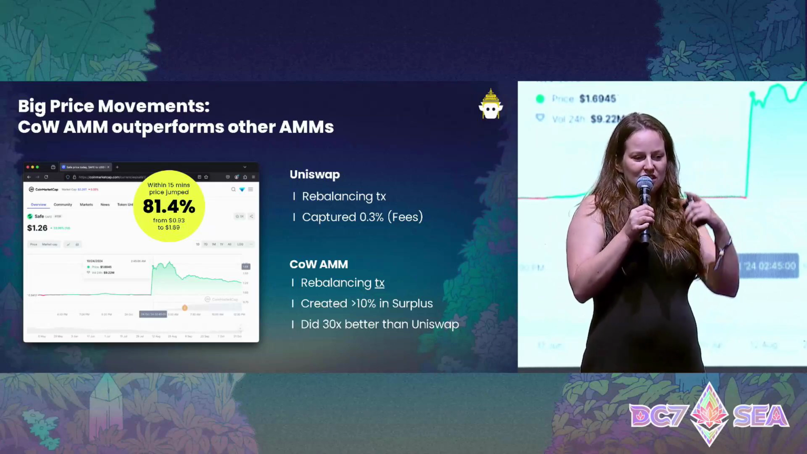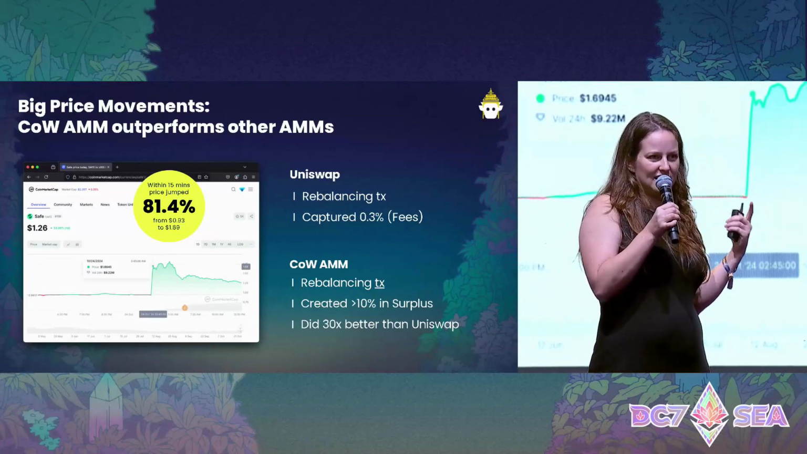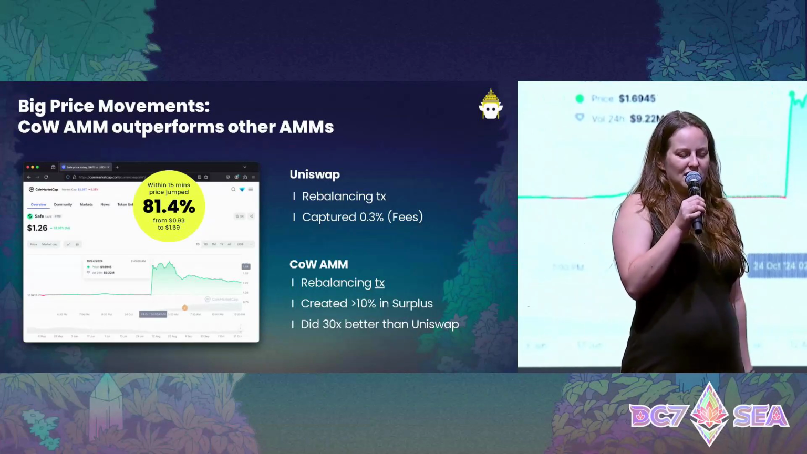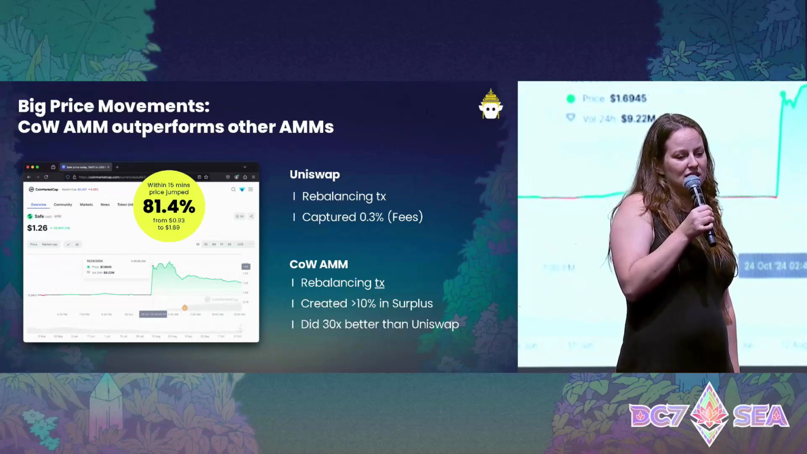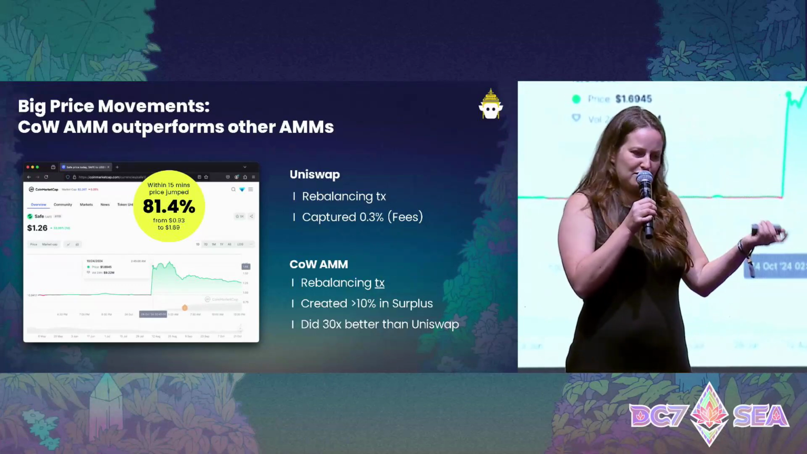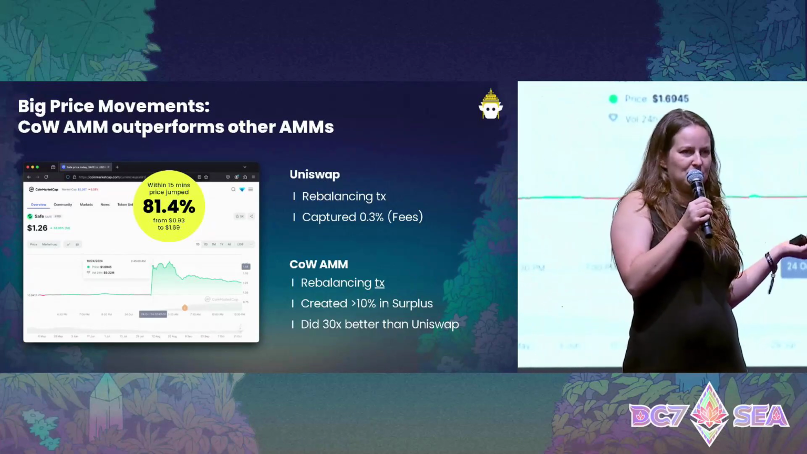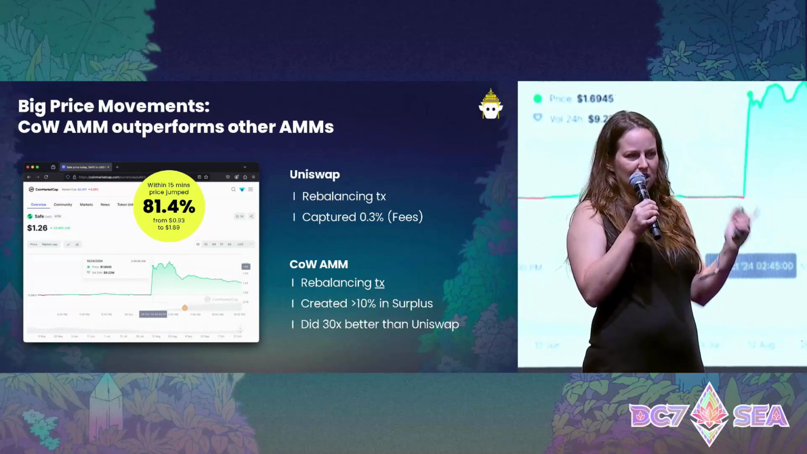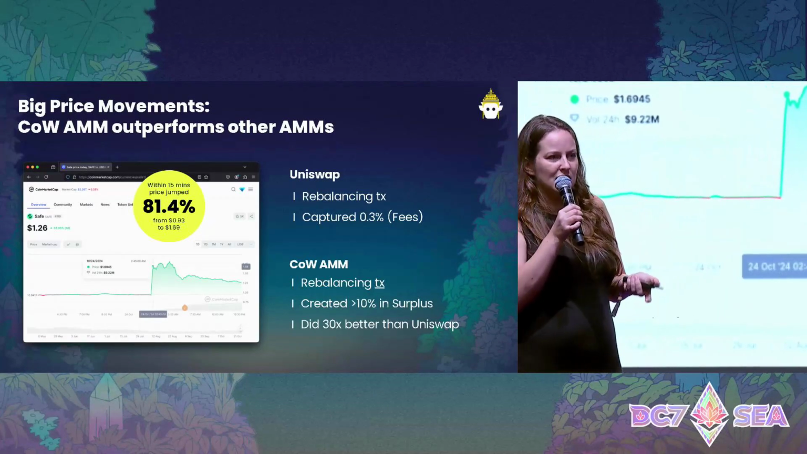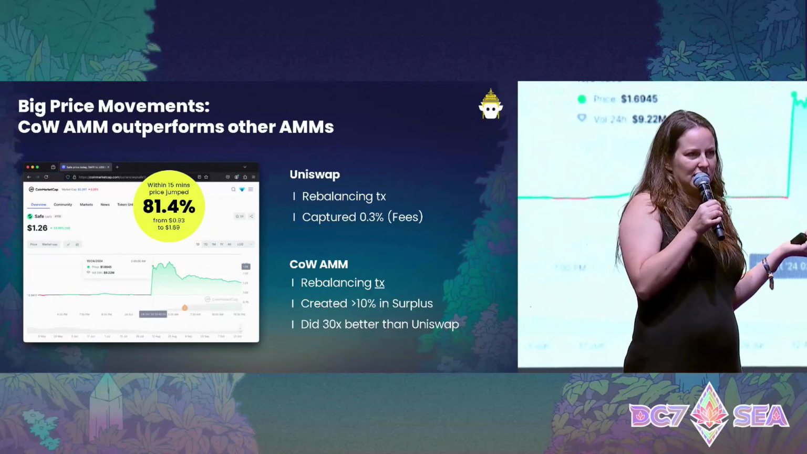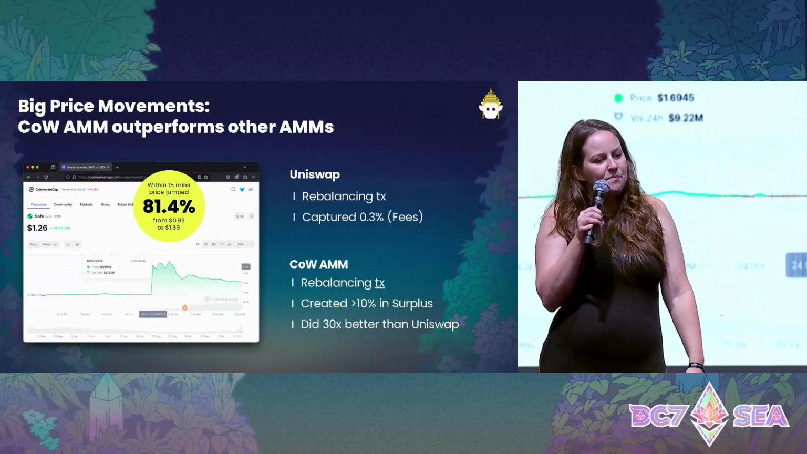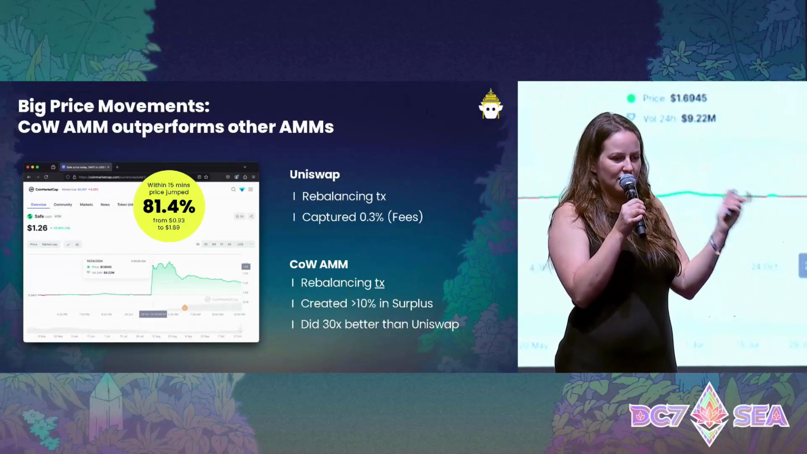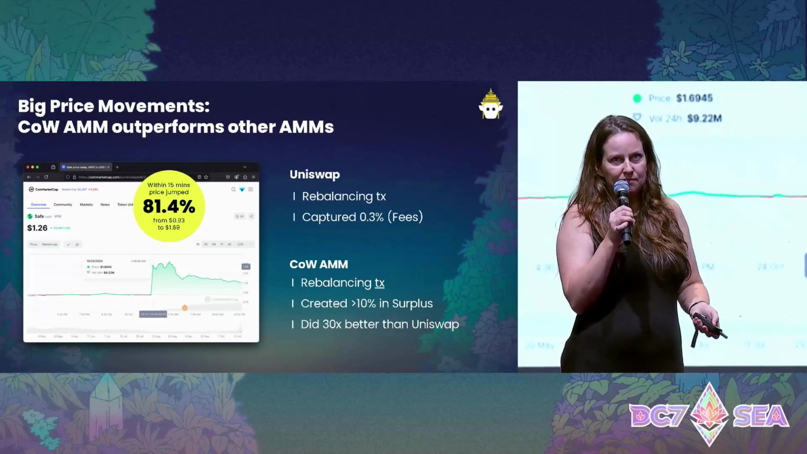So we looked into this time interval, and there was a bunch of rebalancing transactions on CoW AMM. A bunch of them were juicy. One particularly juicy one generated over 10% in surplus. If you compare this with how it would have performed on Uniswap, there, to remind you, how does Uniswap capture LVR? Not at all. The only thing they have to circumvent the losses of LVR is by taking a fee, but the fee is fixed. And the fee is fixed to 0.3%, at least on the equivalent pool. And so if you compare the profitability, CoW AMM essentially did 30 times better than Uniswap.